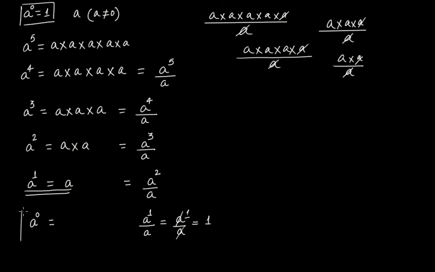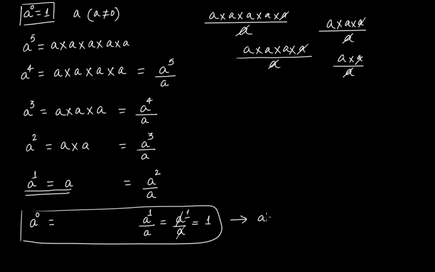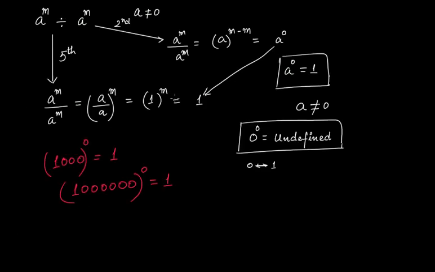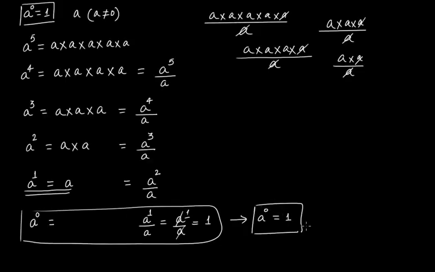So from here we can see that a non-zero integer having its exponent at 0 is actually equal to 1. This is the proof. This was the first proof, or one of the proofs, and this is another proof.